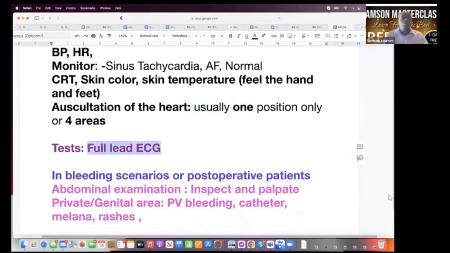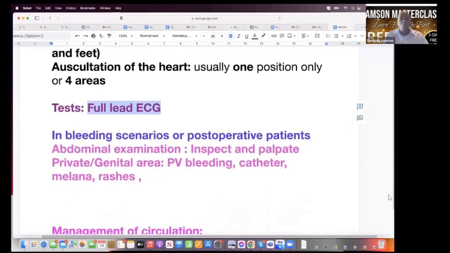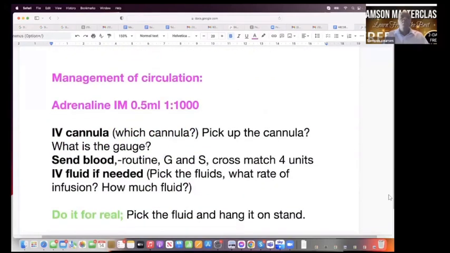Okay, so we're going to assess the same as usual, auscultating for the heart. Auscultate in one position only. Yeah, nothing suggesting heart problems. You can examine more if there is suggestion for such. ECG, you need it because it's post-operatively. You have to do abdominal and external genitalia examination now.